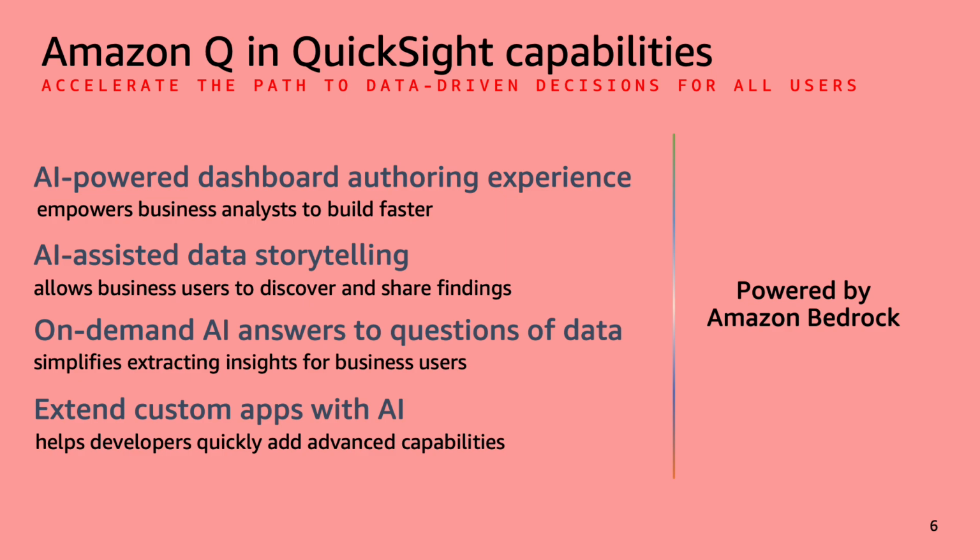So when it comes to Amazon Q in QuickSight capabilities, number one, we have AI-powered dashboard authoring. I just want to spend some time to shed some light on this. When it comes to that, it mainly consists of natural language dashboard creation. Users can describe the dashboard they want in plain language, and Q will generate a complete dashboard layout. It also features intelligent chart selection. Q automatically chooses the most appropriate visualization type based on the data and the user's input.